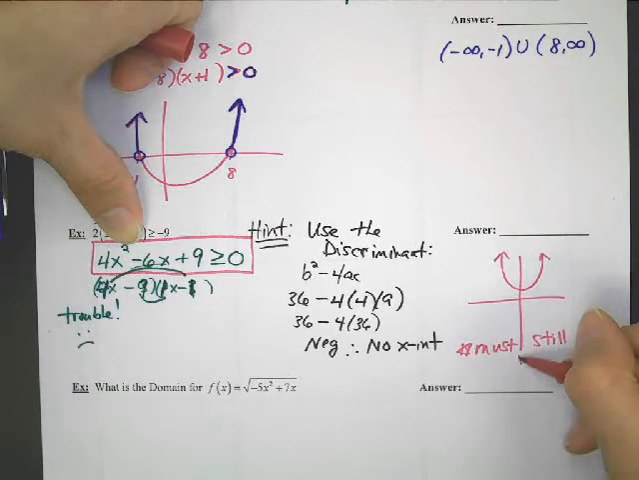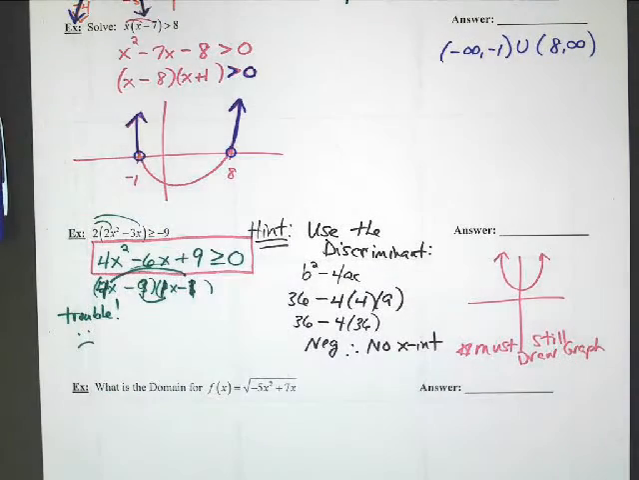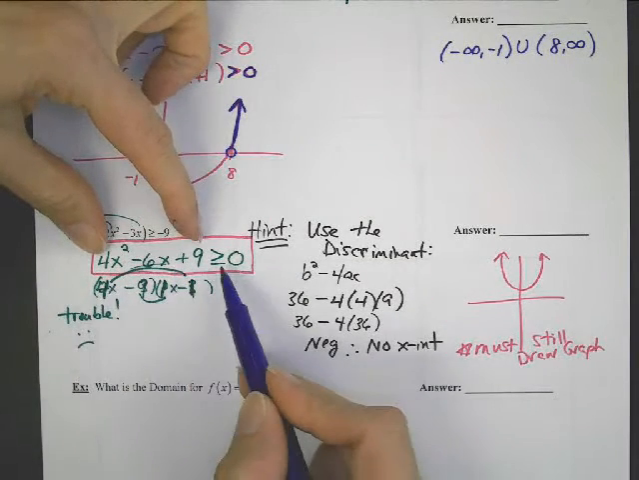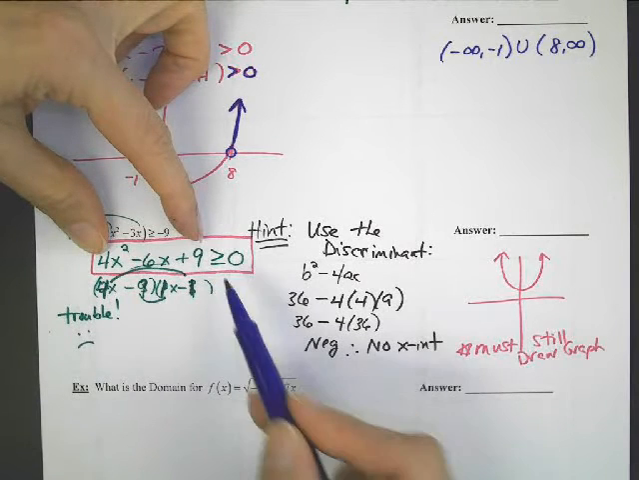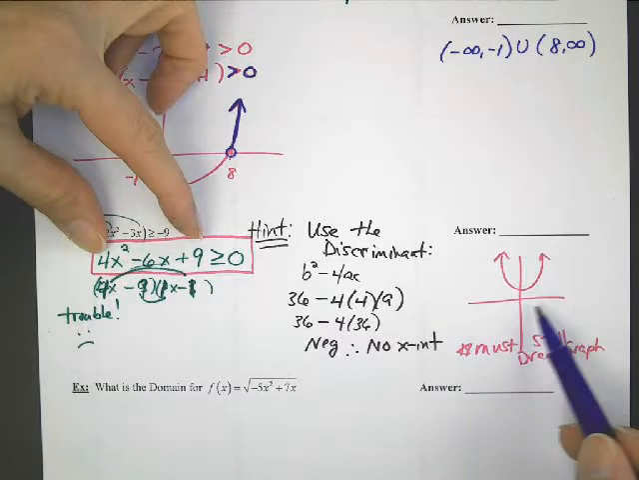Okay, we must still draw the graph. Now we have to answer the question. No x-intercepts is not the answer to the question. The question said, where is the parabola greater than 0? And I want you to look at this picture and tell me, where is it greater than 0?